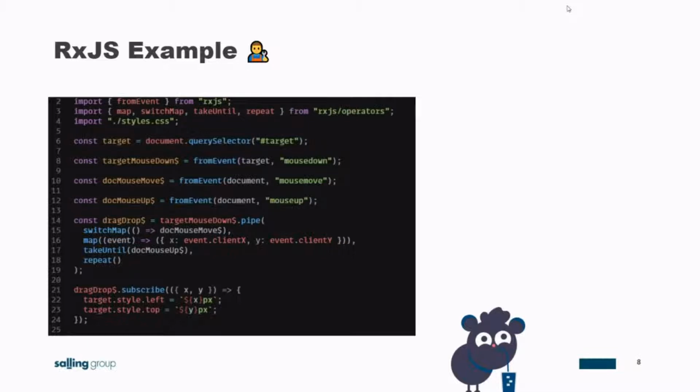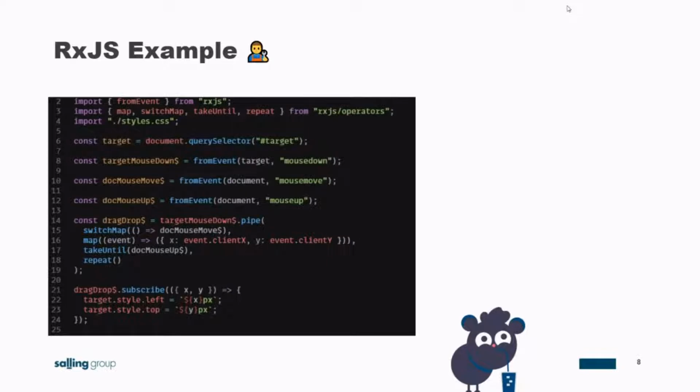Then on 16, we map the event to another object. The event contains a bunch of data. We're only interested in the X and Y position of the mouse. So I map it over to a simple object with only an X and a Y property. So that is now what will be emitted from our drag and drop observable.